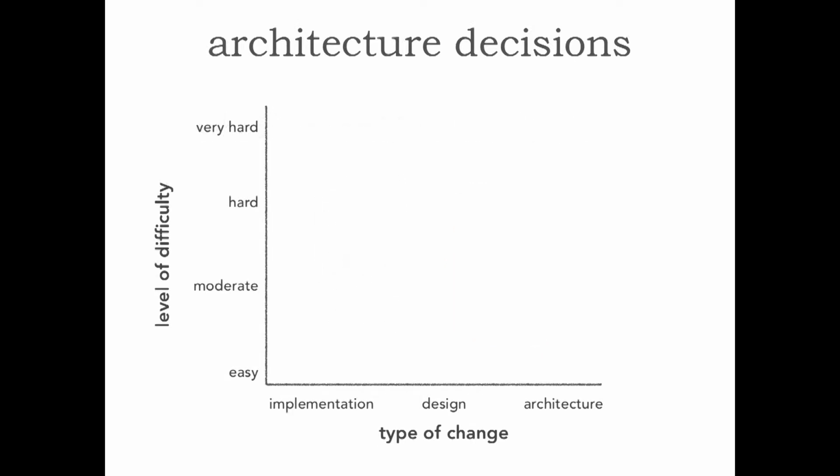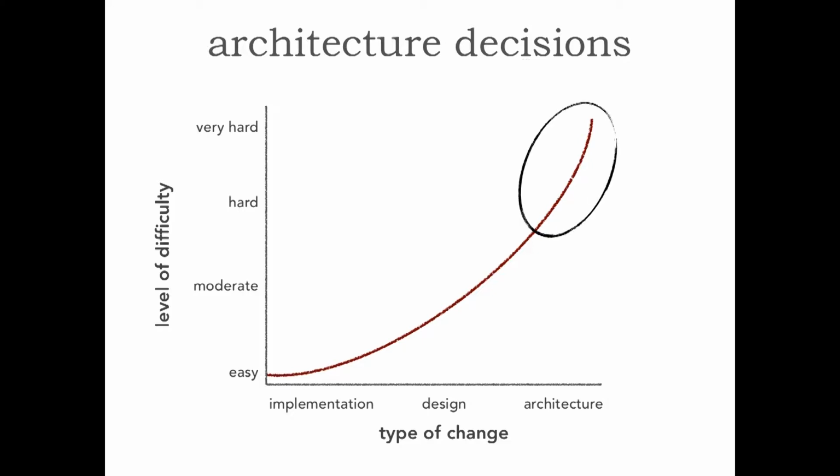If we look at this graph right here, we'll notice that it graphs the type of change based on the level of difficulty. We see the change being either an implementation change, a design change, or an architecture change, and the level of difficulty: easy, moderate, hard, or very hard. As we start looking at the curve, once we get to design, the level of difficulty gets moderate. As we hit architecture, it starts to get hard to very hard. And this is the area in which we can identify an architecture change. So one definition we can say is that an architecture change is the type of change that's very, very hard to implement or that has broad reach within the application.